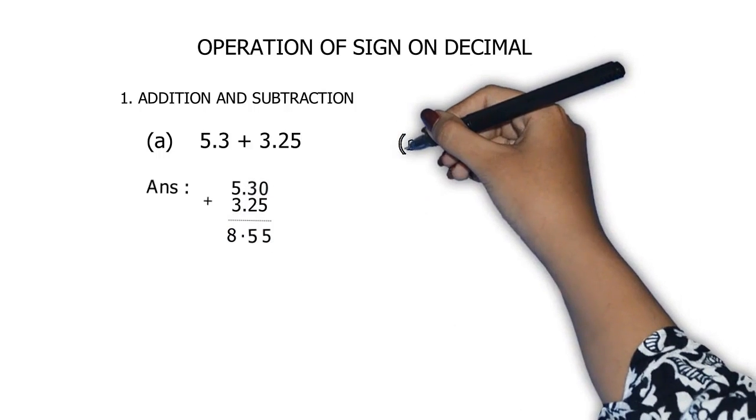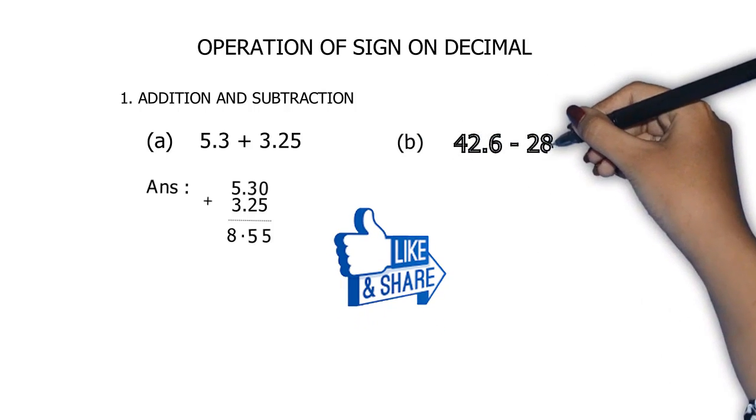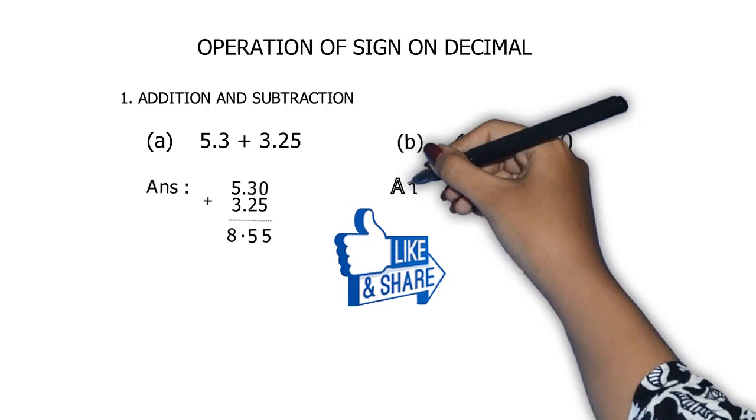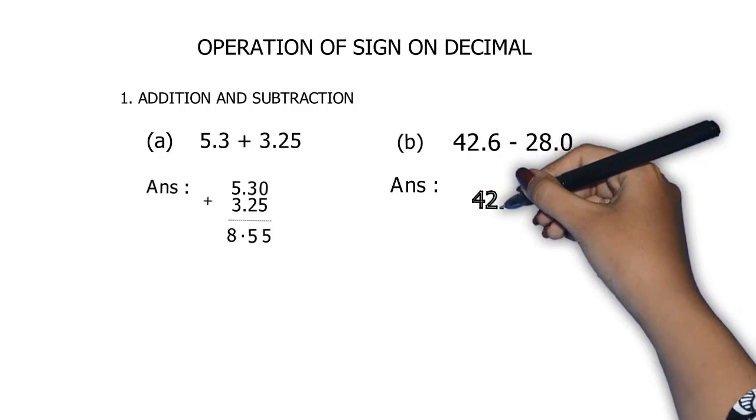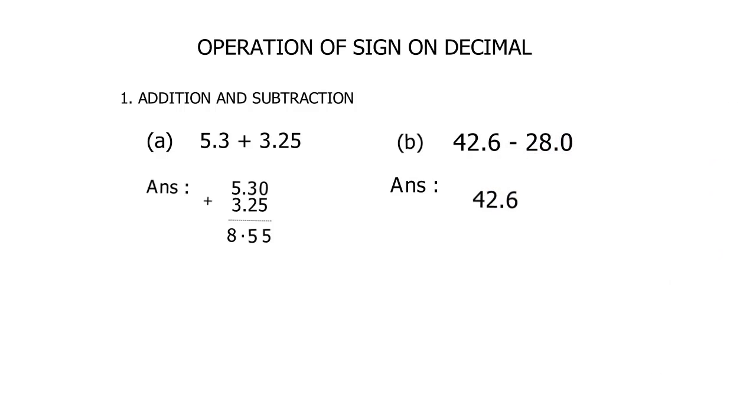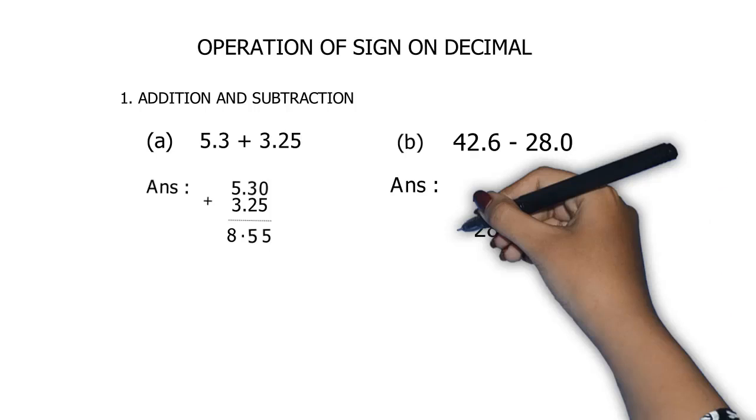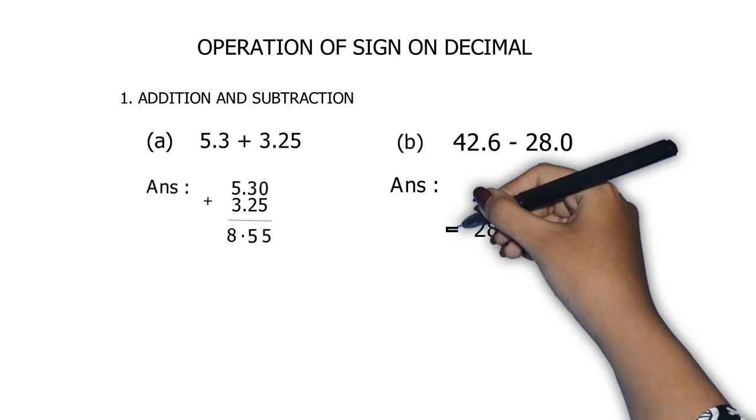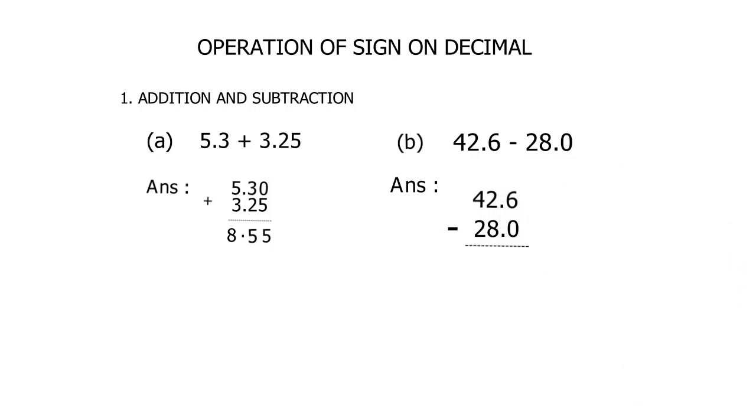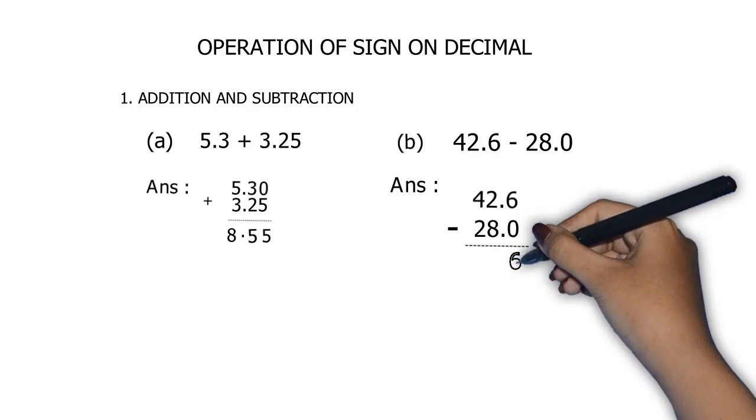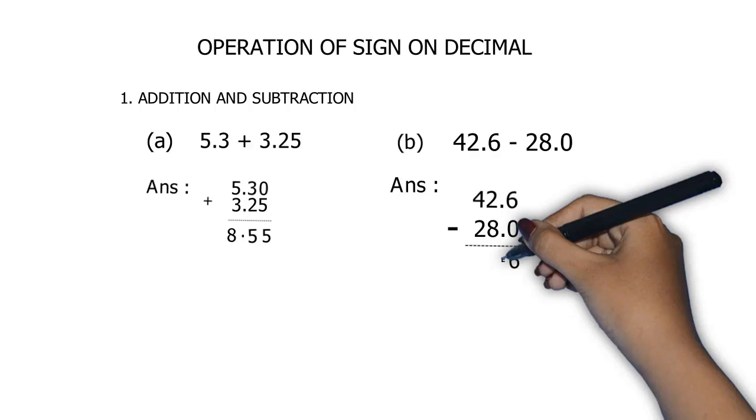Let us do the B part. We have taken 42.6 minus 28.0. So how are we going to write? First of all, we're going to write 42.6, below it 28.0. We have to do the subtraction. So 6 minus 0 will give 6. Put the decimal below the decimal.